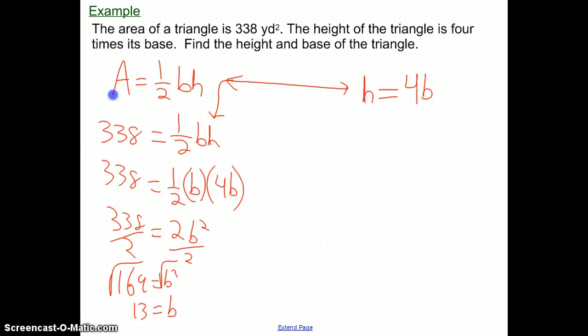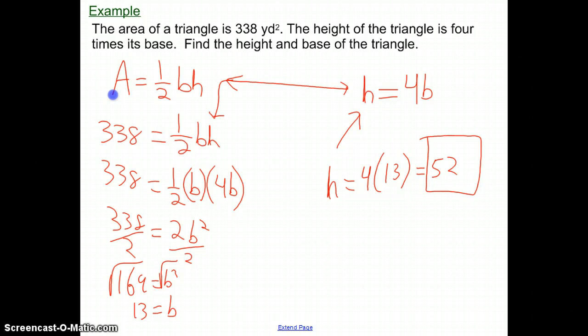Now, we also need to know what the height is. Now we're using this equation. The height is 4 times the base. 4 times 13 is 52, so there is our base and height. Now, key thing here is the units. We were given an area in square yards. That means the height is 52 yards, the base is 13 yards.